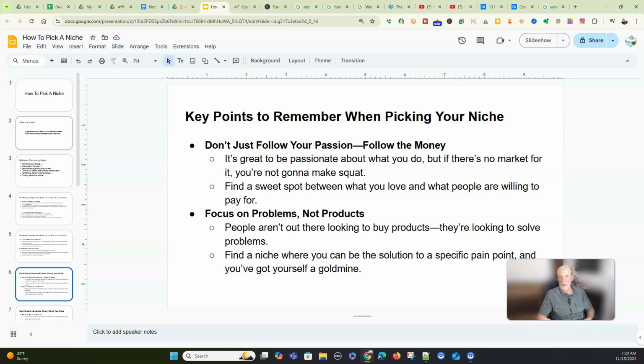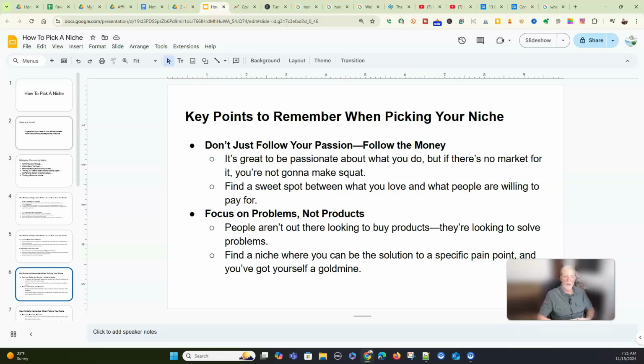Focus on problems and not products. Too often people will pick a product that they want to promote, but they can't plug it into a want or a need. And so we really want to focus on problems. And once we focus on problems, then we can start looking at solutions. And once we come up with a solution, then we can find the products that fit that. And it will fit like a key once you go through that process.